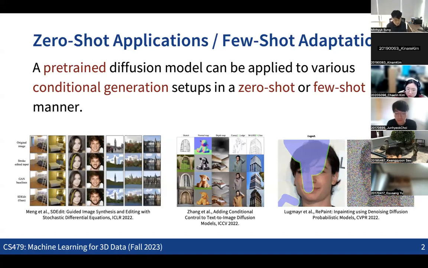So here the question is, even without fine-tuning the unconditional diffusion models, how are we going to apply them to the conditional cases? And what if we can also fine-tune the models? What would be an effective way that we can quickly adapt the unconditional diffusion models for the conditional setup? Those are the things that we're going to quickly see.